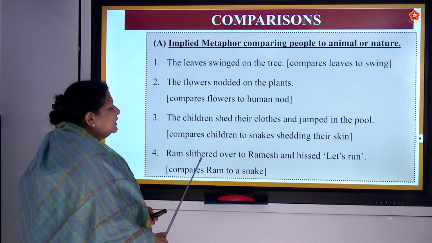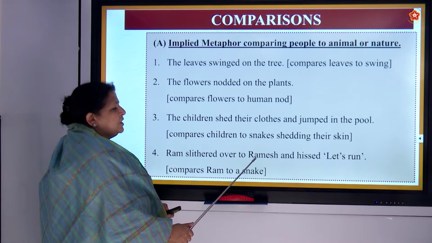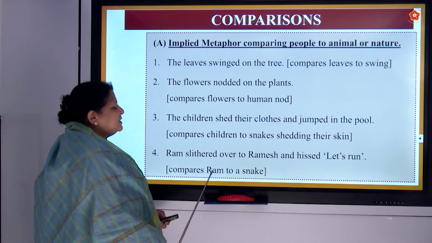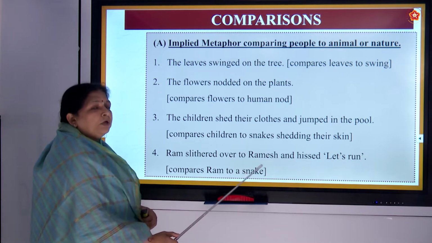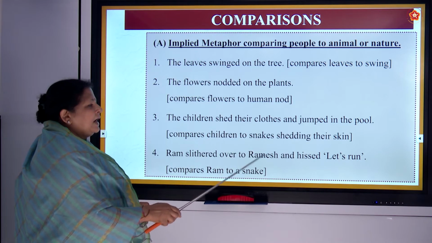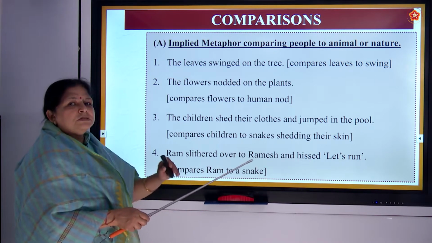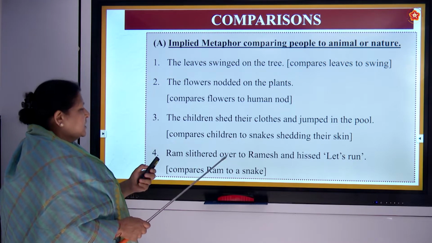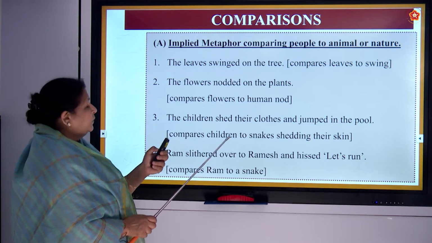Ram slithered over to Ramesh and hissed, "Let's run." See, this compares Ram to a snake. Now, what are the two words which are saying that? Slithered and hissed. That means he whispered.